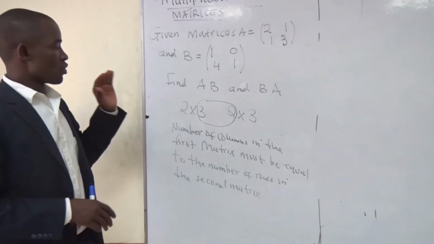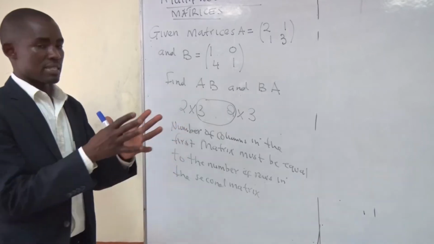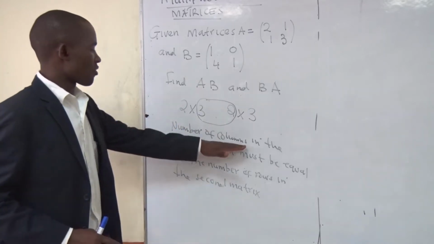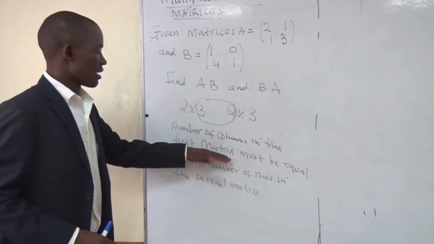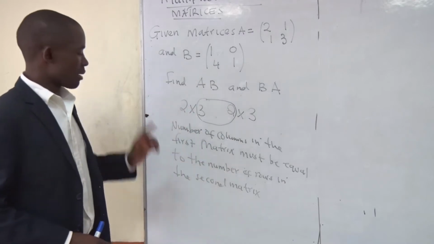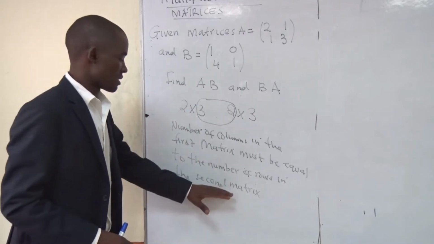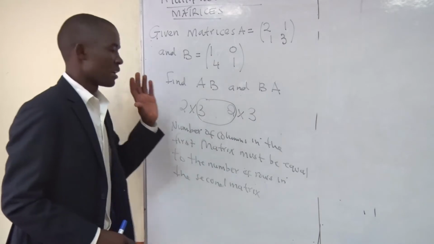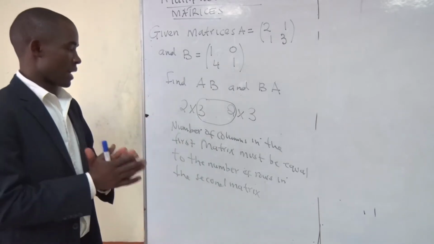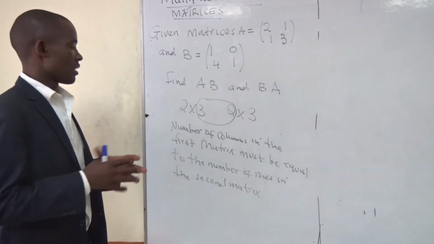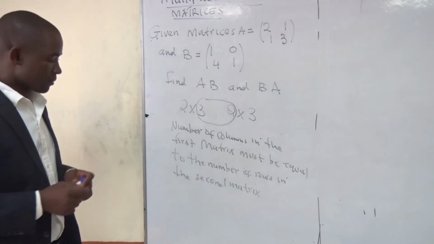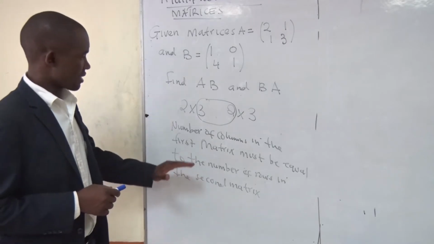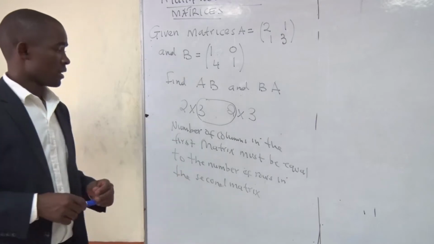So I'm saying you can only multiply two matrices if the number of columns in the first matrix is equal to the number of rows in the second matrix. That is the only condition for which two matrices can be multiplied. Otherwise, they cannot be multiplied. That is the first thing that you need to bear in mind.